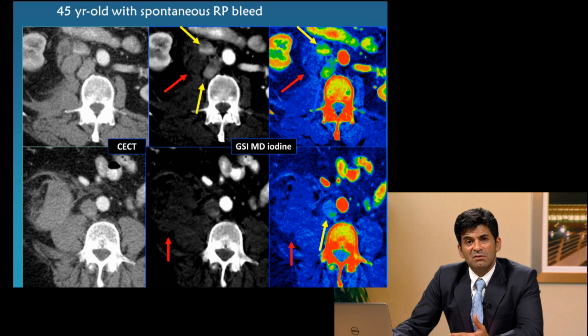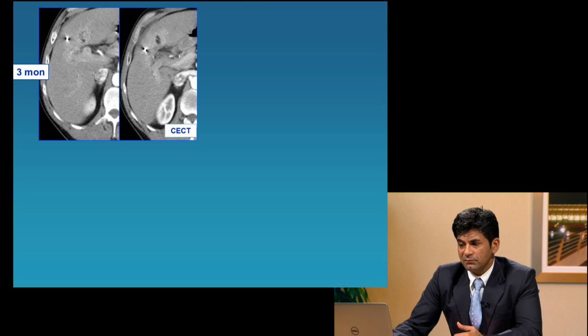These images enable me to make that determination and also guide my interventional radiology colleague to biopsy areas which are enhancing and spare the areas which have bled.